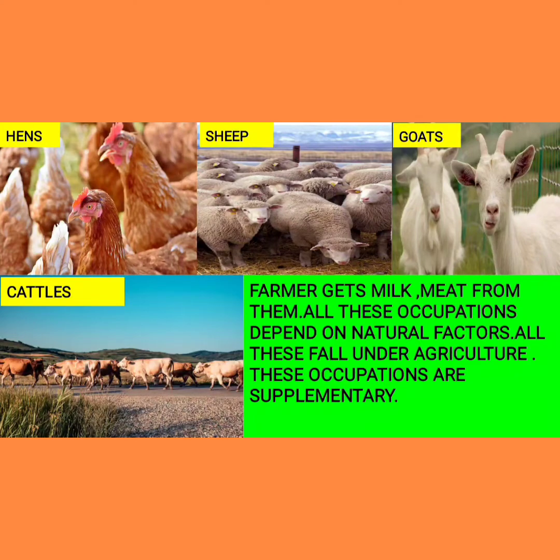So farmers get milk, meat from them. All these occupations depend on natural factors. Natural factors means everything, its availability, is related to nature. All these fall under agriculture. These occupations are called supplementary occupations.